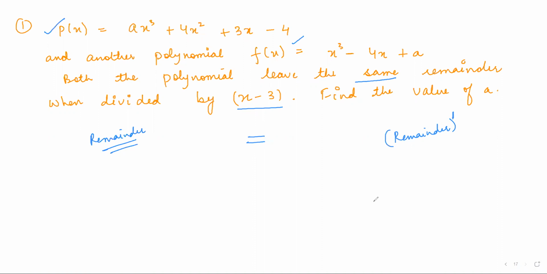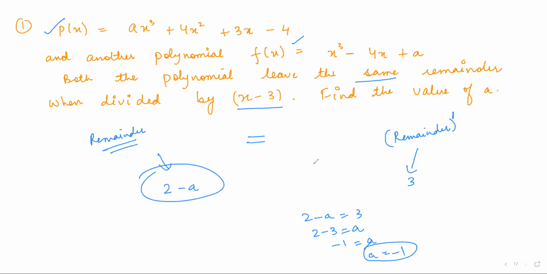Understood? See, I don't know what you will get, but for example, you are getting something like 2 minus a as this remainder, right? Let's say you're getting 3 as the other remainder. So you put 2 minus a is equal to 3, and then you do 2 minus 3 is equal to a, and minus 1 is equal to a, or a is equal to minus 1. So that way you have to find the value of a. So you just have to equate both the remainders. That's it. I don't know what the answer is. This was just an example I have taken.